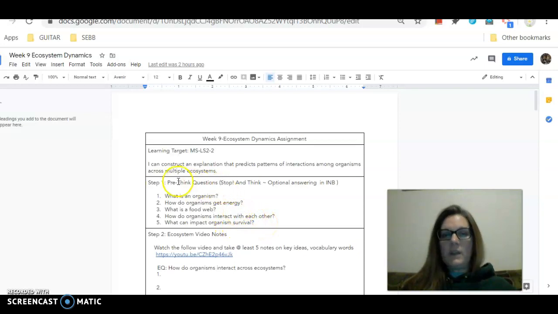All of these things right now in this step one are pre-think questions. You may write them down here for your answers, or just do some thinking about them. But after step five, you should know these answers because they're going to be covered in the lesson. So, step one, pre-think questions, stop and think. Optional answering them right here. It says I and B, but you could just answer them right here.